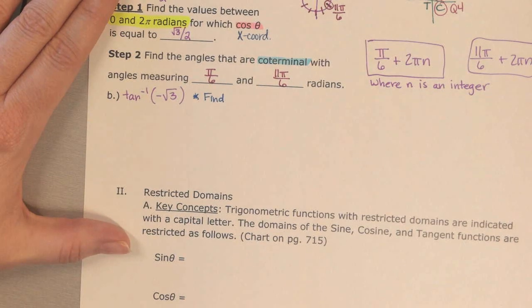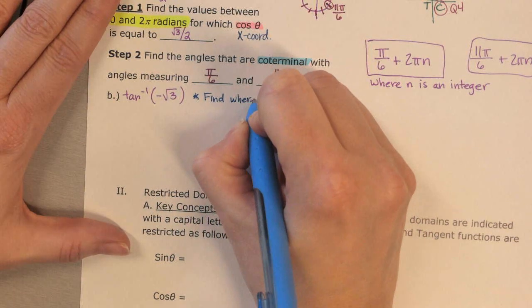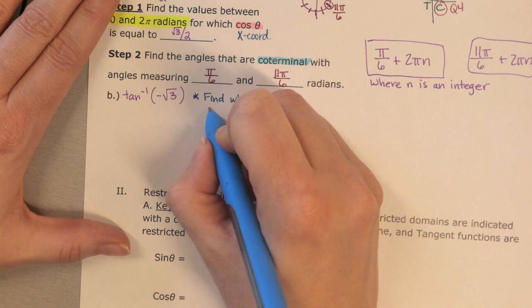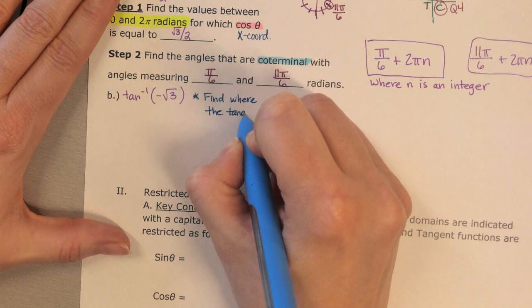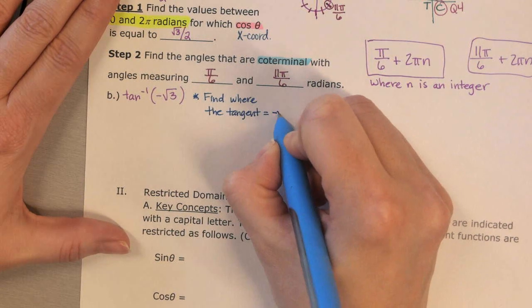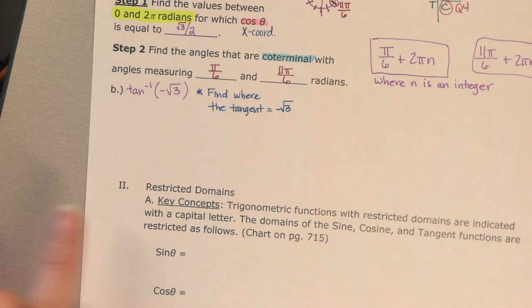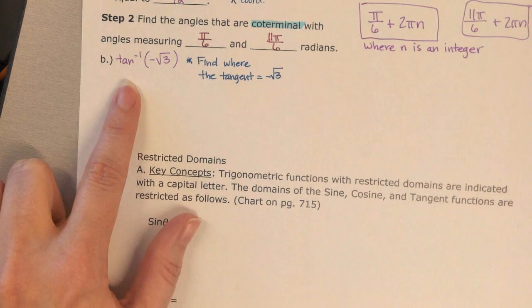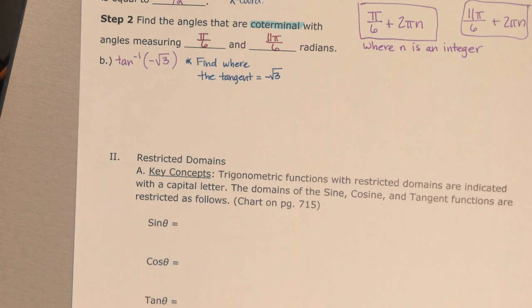So for this one, the tangent inverse, we'll try to lock that in. So we're going to find where the tangent is equal to negative root 3. So this means find where the tangent is equal to negative root 3. Okay, so before we do that, I want you to think back to yesterday about the little chart that we drew. Okay, and if you need to, you can glance at it on your unit circle.